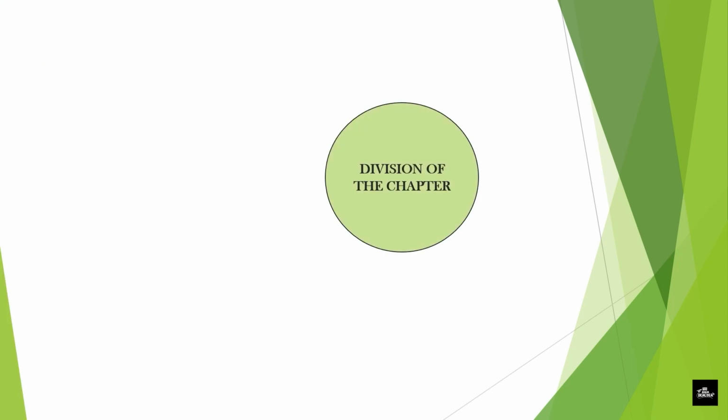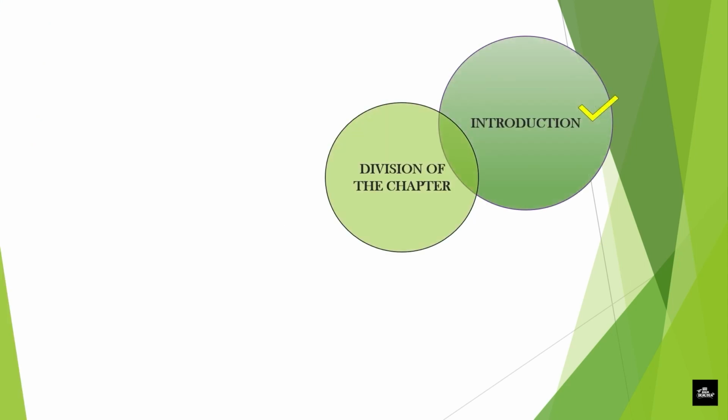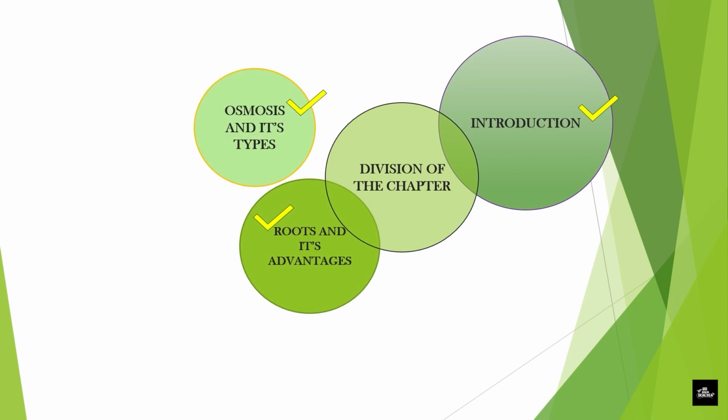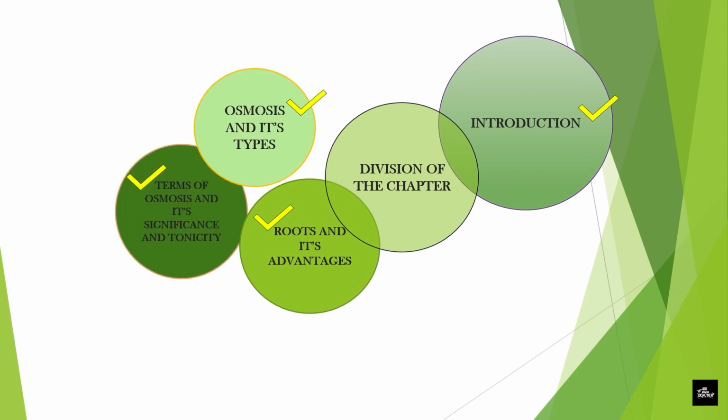Let us quickly have a look at the division of the chapter. Introduction, then roots and its advantages, osmosis and its types, terms of osmosis and its significance, and tonicity. By the way, this arrow indicates that this portion has been discussed.